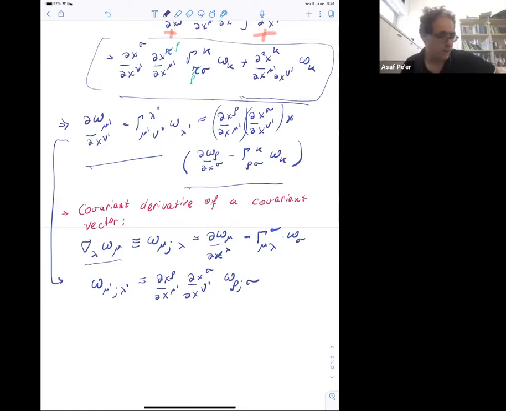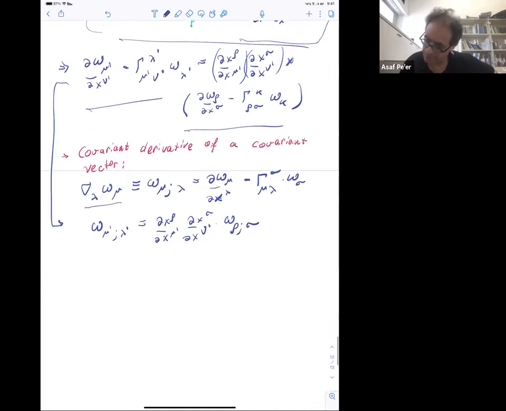Okay? Now, the generalization to any tensor, of course, is now straightforward, right? For each upper index, I'm going to get an extra factor of plus gamma. And for each lower index, I'm going to add an extra factor with a minus gamma, right? So generalization to tensors of arbitrary rank is straightforward.